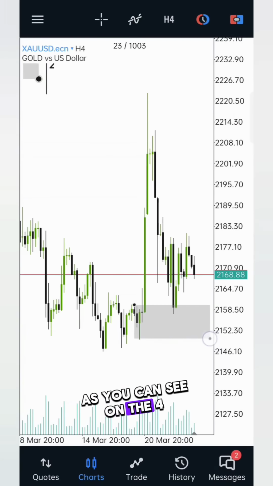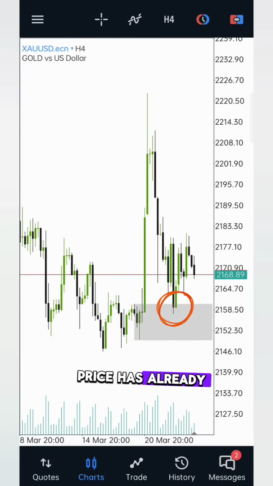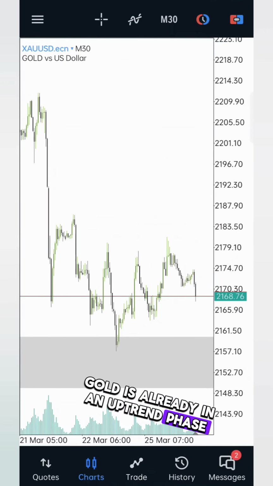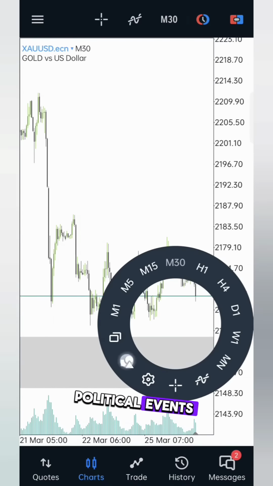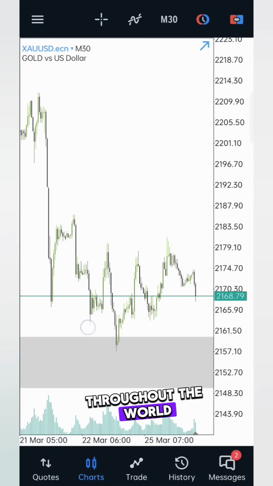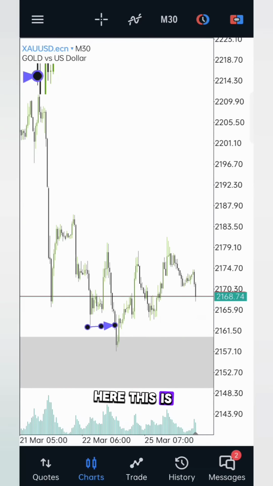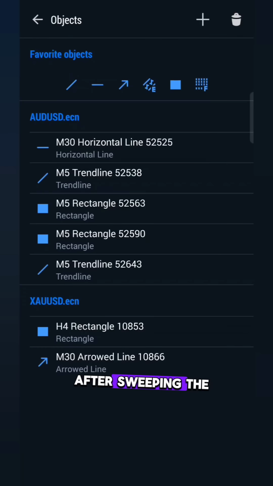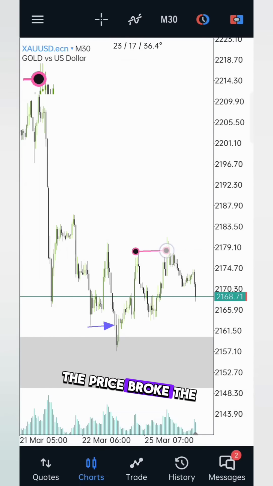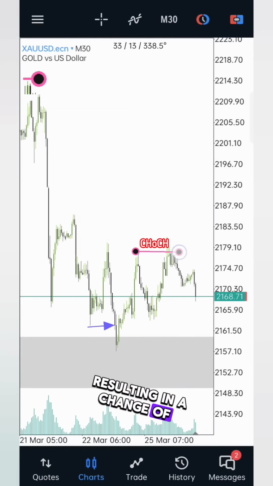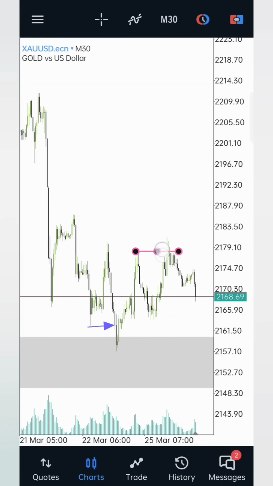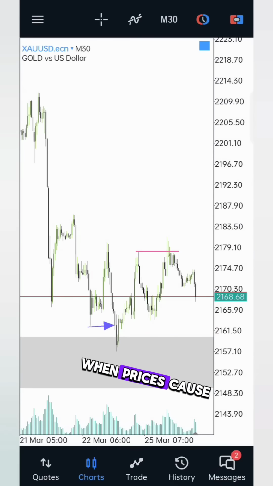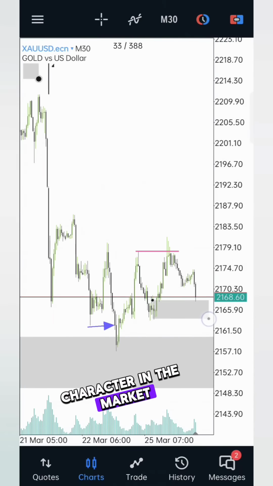As you can see on the 4-hour gold chart, price has already tapped into our demand zone. Gold is already in an uptrend phase as a result of recent political events and war situations throughout the world. Here, this is our final liquidity sweep for this downtrend. After sweeping the last liquidity, the price broke the higher high, resulting in a change of character and an imbalanced candle. I mostly identify liquidity sweeps, which occur when prices cause a change of character in the market.